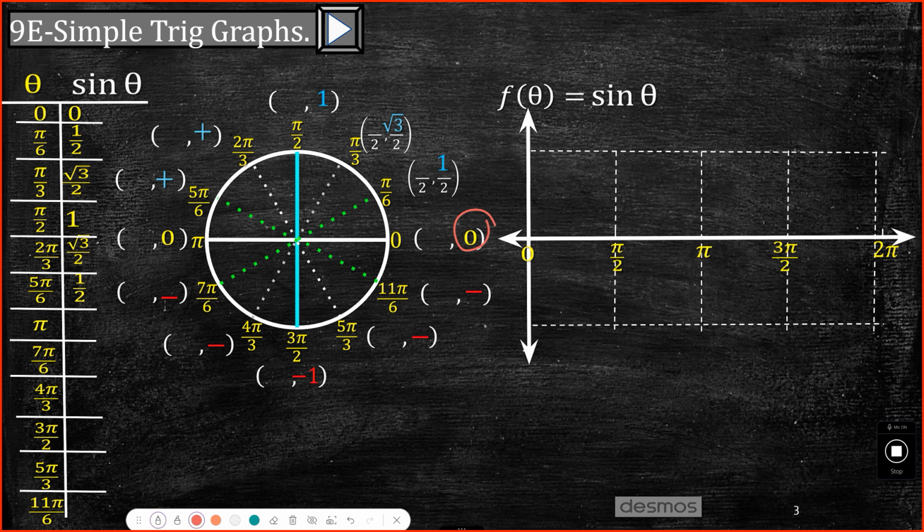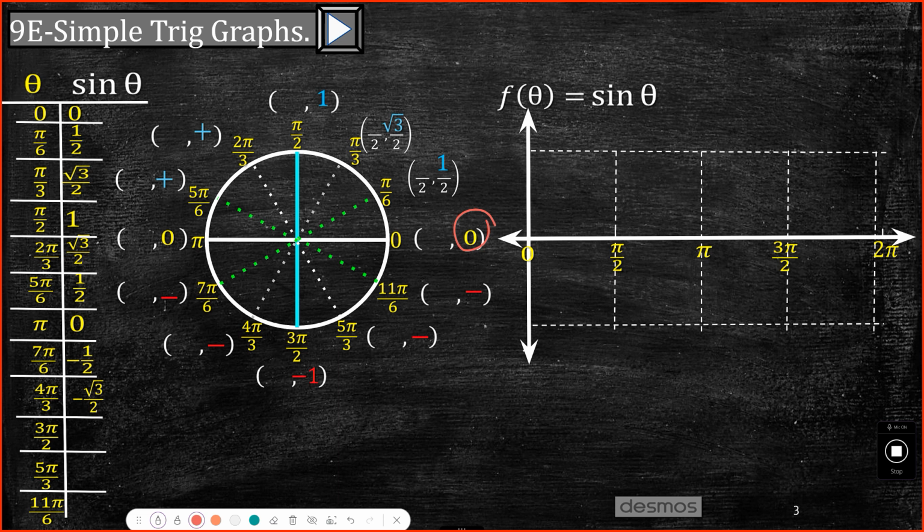Sine of pi. Luis. Sine pi is 0. Sine 7 pi by 6. Aliyah, sine 7 pi by 6. Yes. Denise, sine 4 pi by 3. Negative. Sine 3 pi by 2.